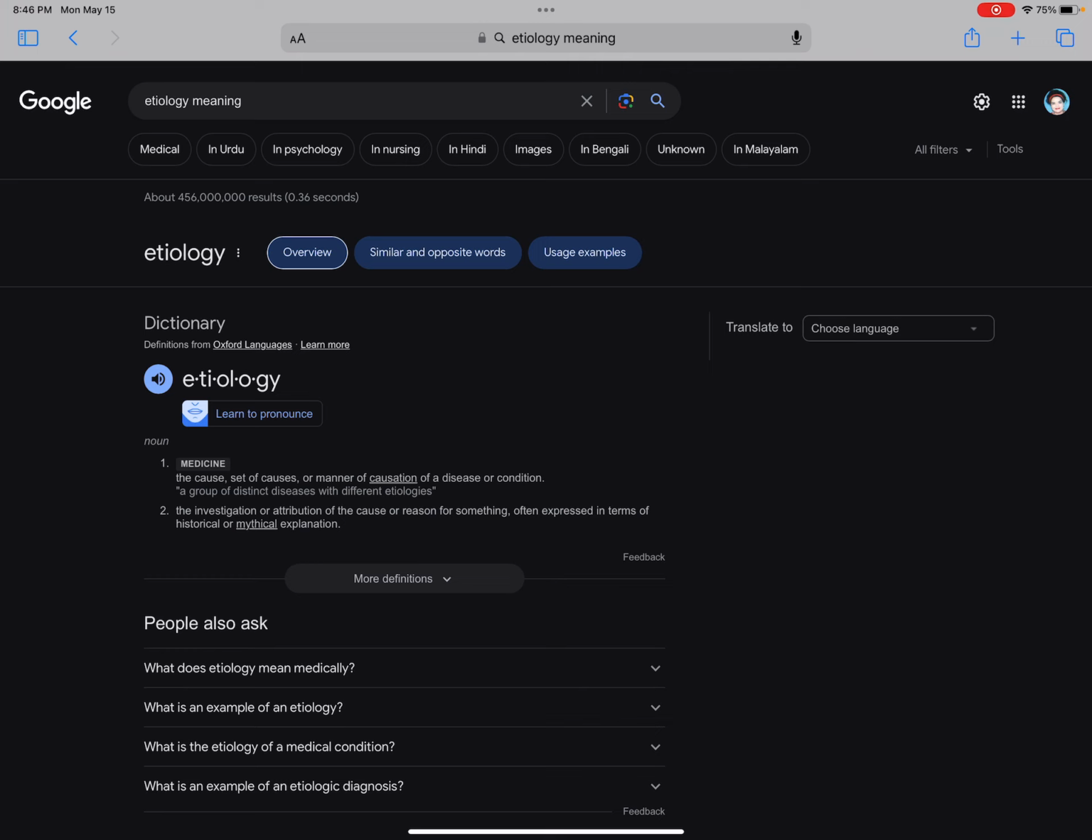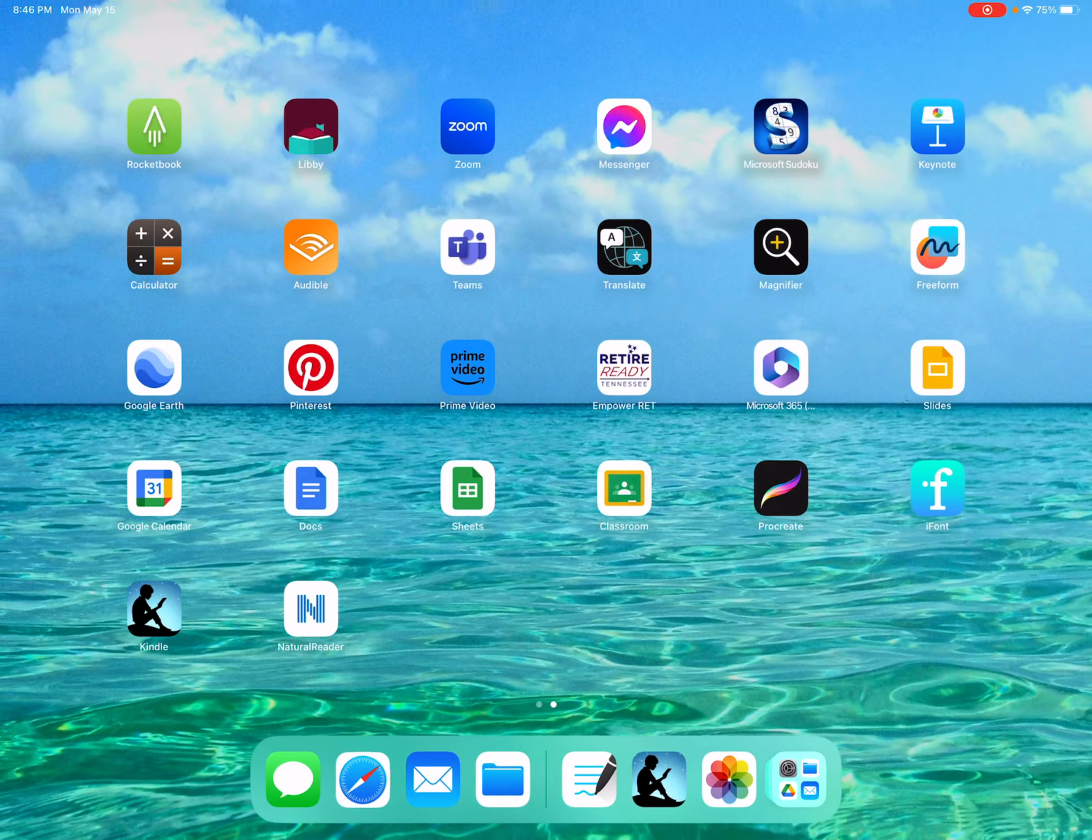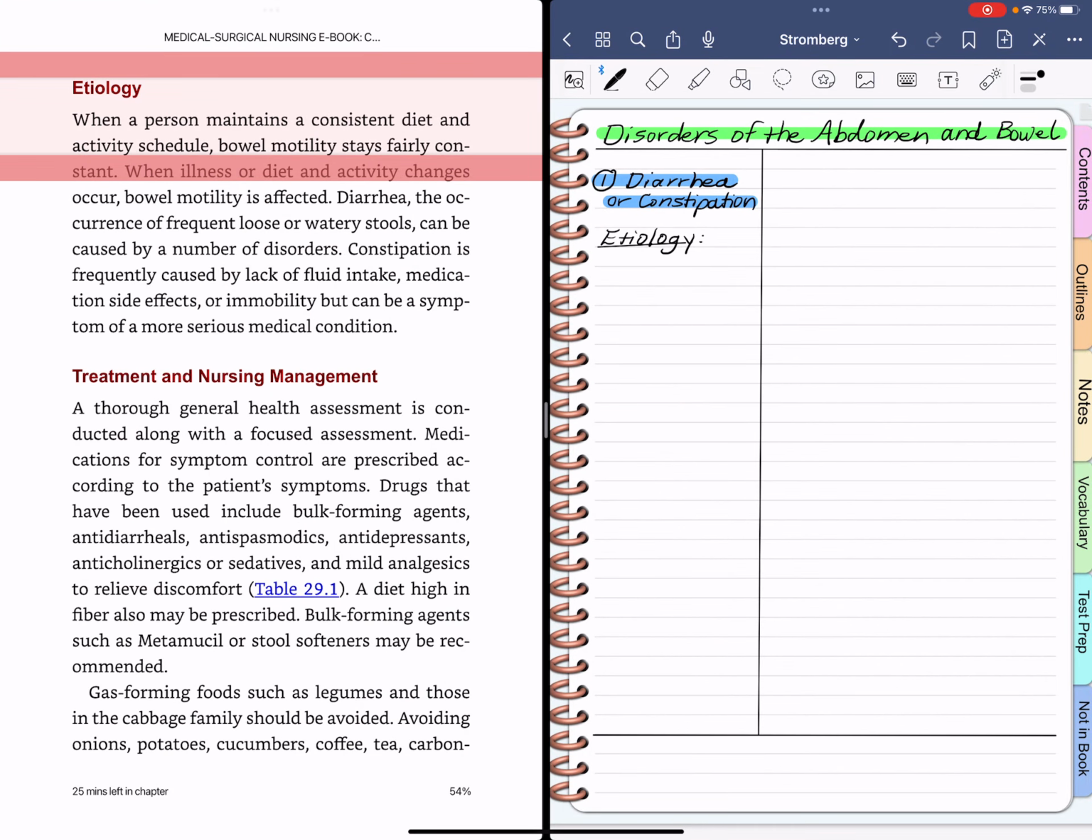In medicine, it is the cause, set of causes, or manner of causation of a disease or condition. So really, there's just one word in there that I need to know, and that's cause. So let's draw a conclusion here. This is talking about what causes diarrhea or constipation, and we need to explain that.